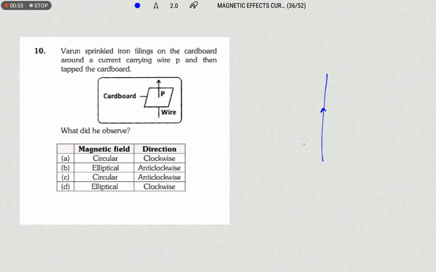So we know that this is the current carrying conductor. Around the current carrying conductor the magnetic field is set up. The magnetic field around a current carrying conductor is concentric circles. So it will not be elliptical. So option B and option D we can eliminate. Then our answers will be in A and C alone. So A is given as clockwise and C is given as anti-clockwise.